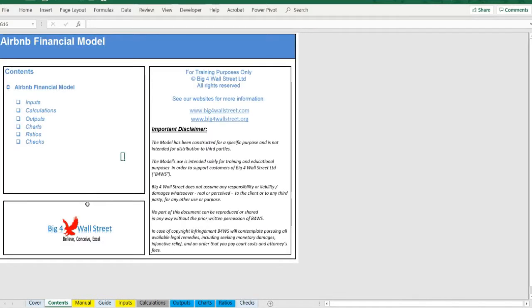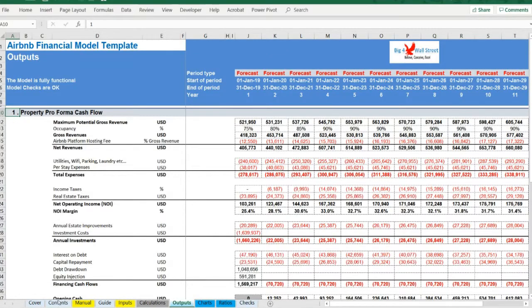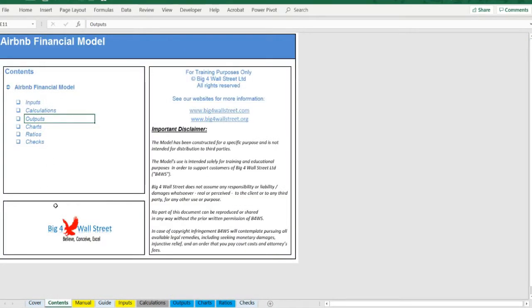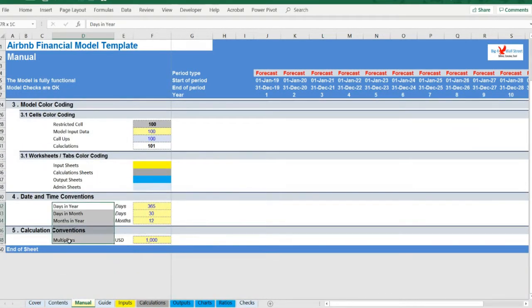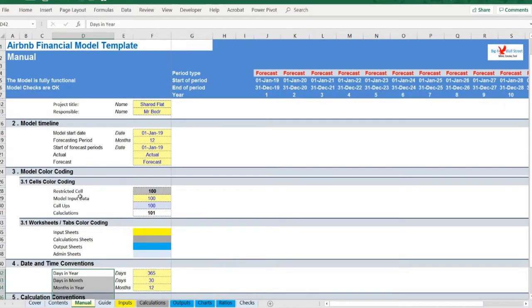So a quick overview of the model. In the Contents tab you can see the structure of the model, and by clicking on any of the headlines you are redirected to the relevant worksheet. On the Manual tab you are able to feed the general information for the model such as project title, responsible, timeline of the model and date and currency conventions. Additionally, there is a description of the color coding of the model in the same tab.